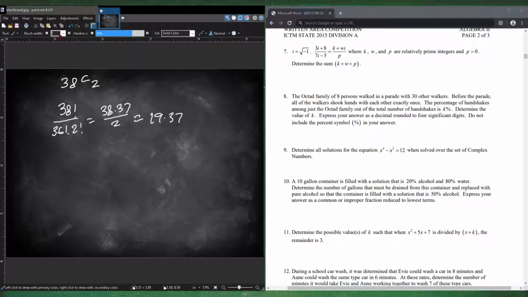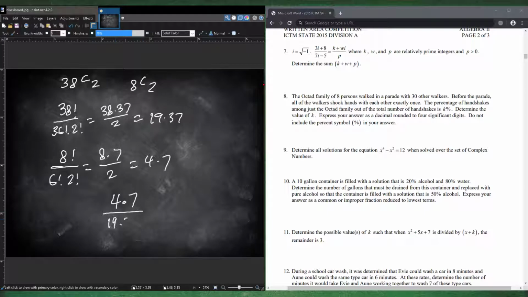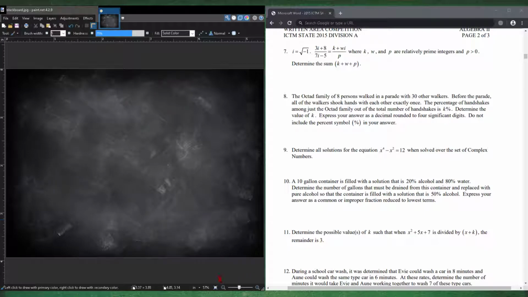So now for just among the Octave family, we have 8 choose 2. So 8 factorial over 6 factorial, 2 factorial. 8 times 7 divided by 2, that's 4 times 7. So the percentage is 4 times 7 over 19 times 37, which, using your calculator, 4 times 7 divided by 19 times 37, we have a percentage of about 3.983. 3.983%. Okay, it's basically just that simple.